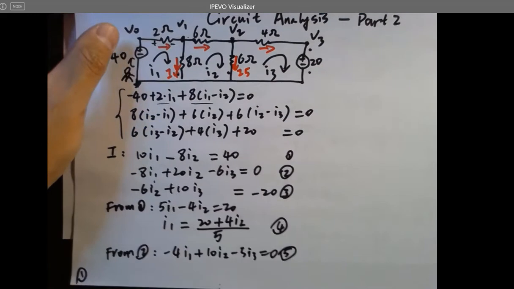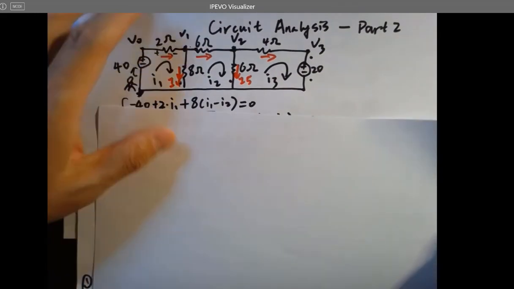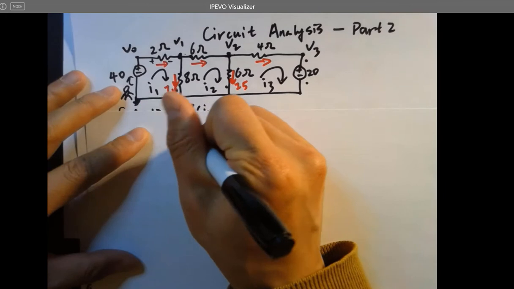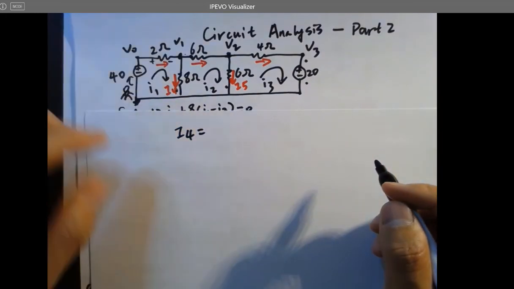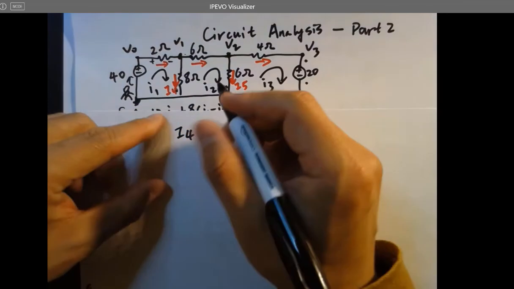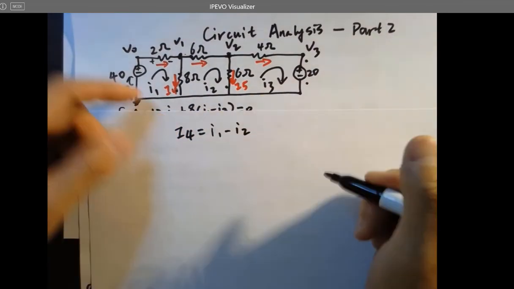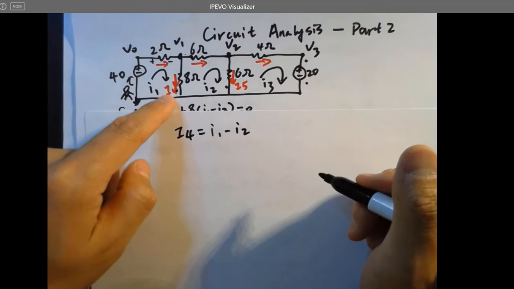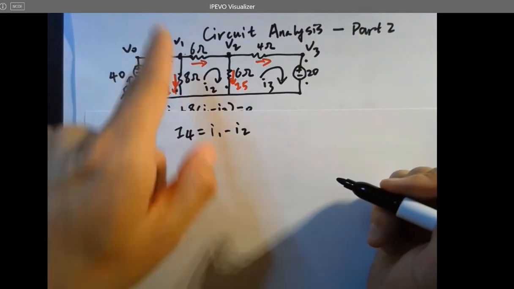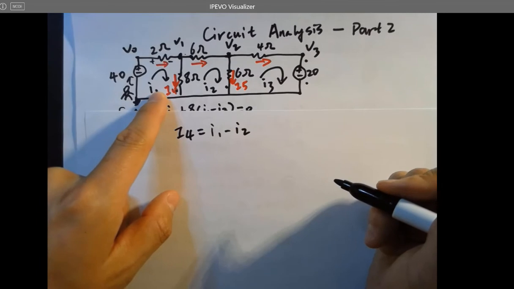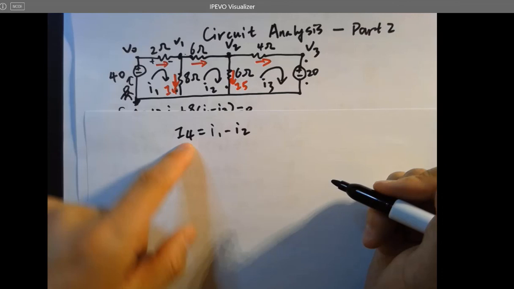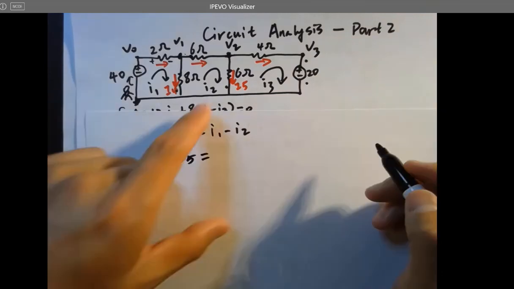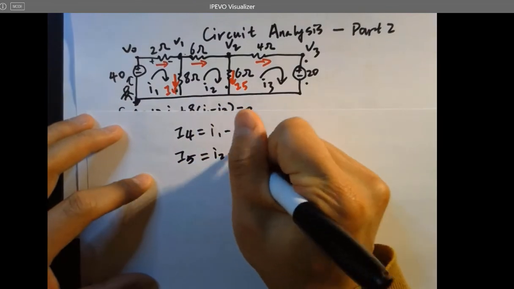So now we know I1, I2, I3 already. They are solved. And so I4 equals what? I4 is the effective current flowing through this resistor. So it is actually I1 minus I2, because I1 is going down, the same direction as I4. But I2 is trying to cancel part of I1. Finally, this gives you the effective I4 flowing through this resistor. And I5 is I2 minus I3.